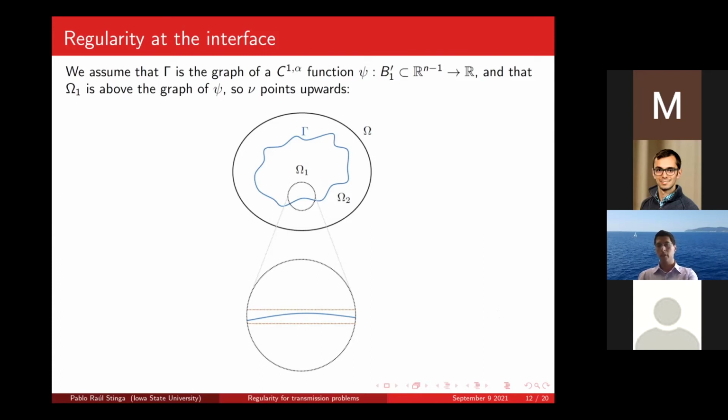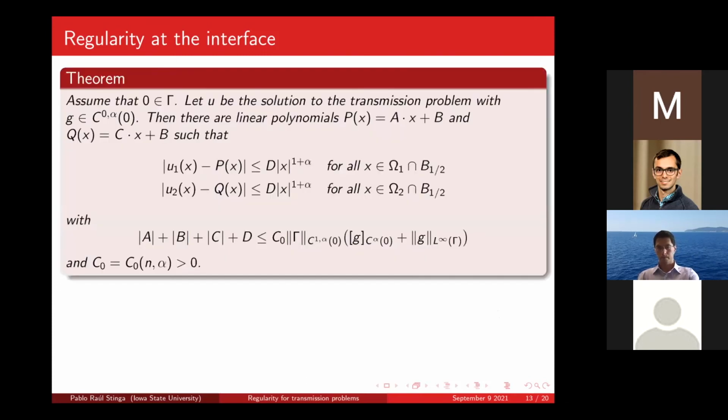So what is the theorem I need to prove to get the regularity? Suppose that 0 is in gamma. You can always translate the whole picture. And suppose you have a solution to your transmission problem and your G is Hölder at the origin. Then we can do what we want to do.